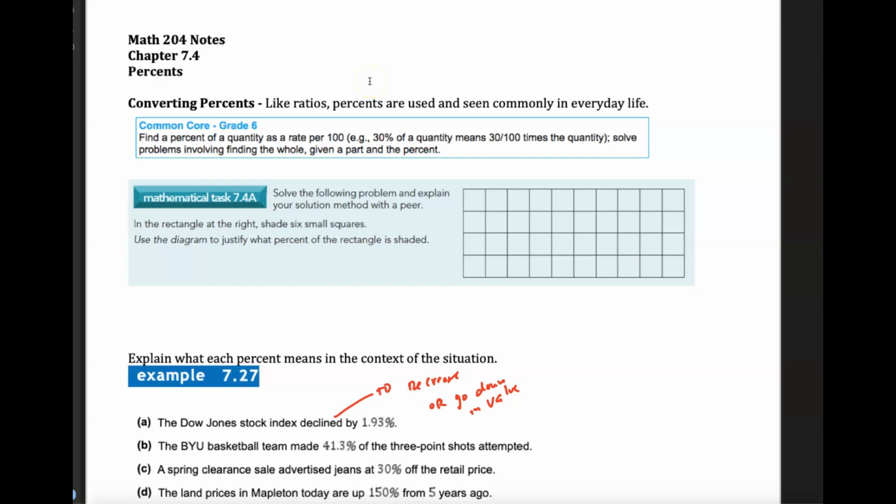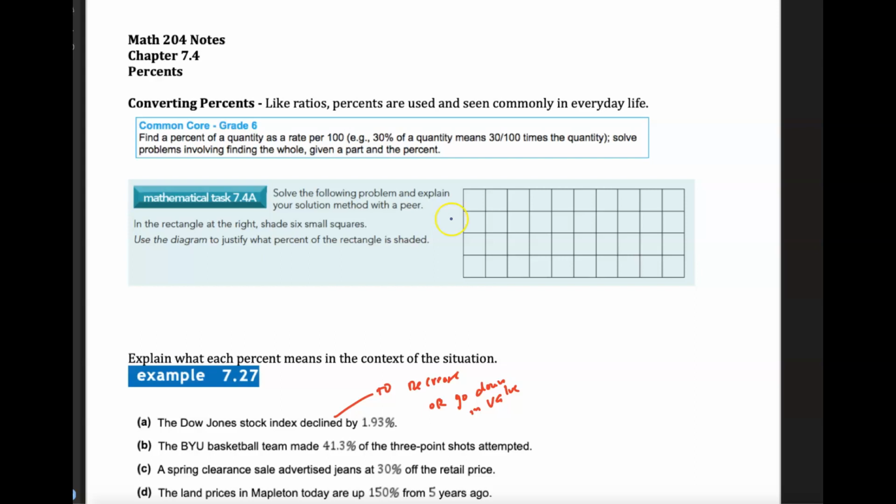We're going to go ahead and take a look at percents now. And just like ratios, percents are used and seen commonly in everyday life. So let's take a look at this first task. Think about this here. Solve the following problem and explain your solution. Hopefully you have someone to explain it to. In the rectangle at the right, say 6 squares, and then tell me what percent of the rectangle is shaded.